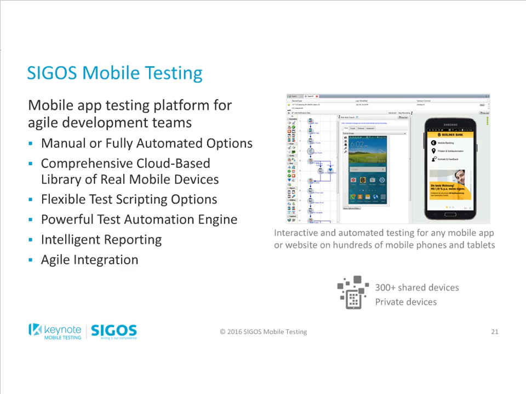All right, so kind of the final trick is to use a real device cloud platform, our Sigos Mobile Testing. It allows for manual or fully automated options. We saw some questions about manual testing. Also, it gives you a cloud-based library of real mobile devices so that all of your testers have access to a consistent set of real mobile devices.